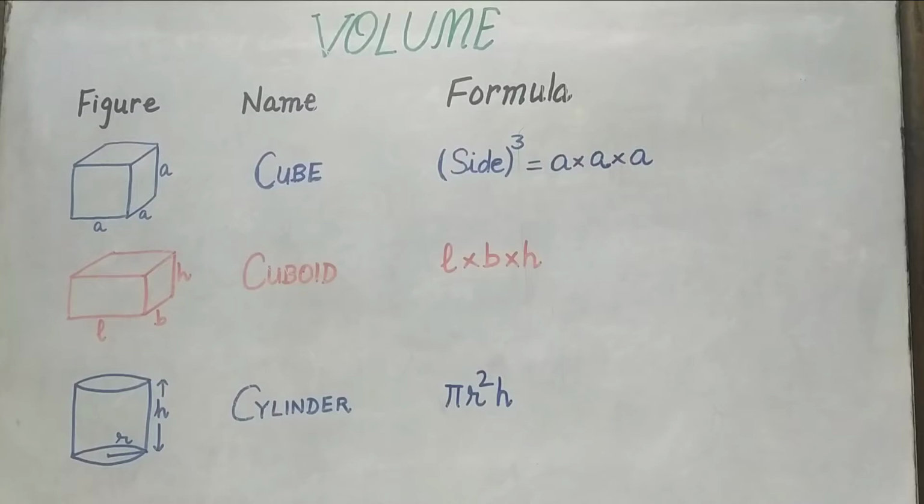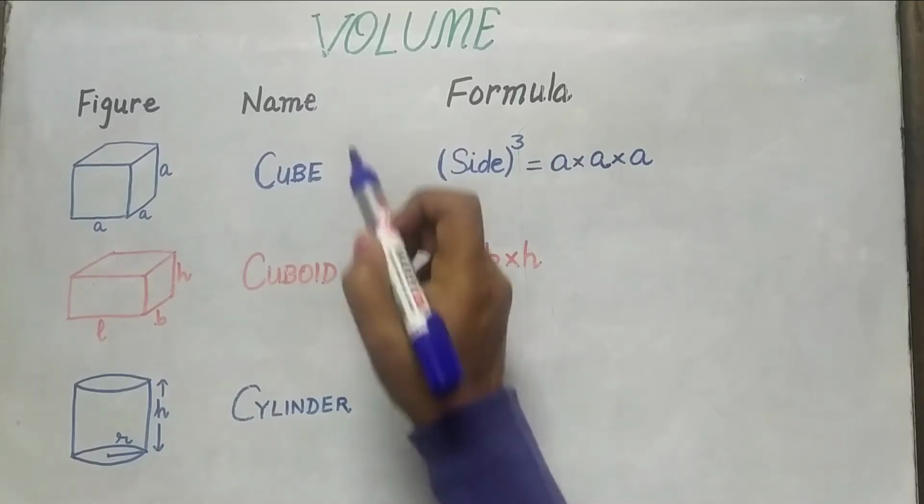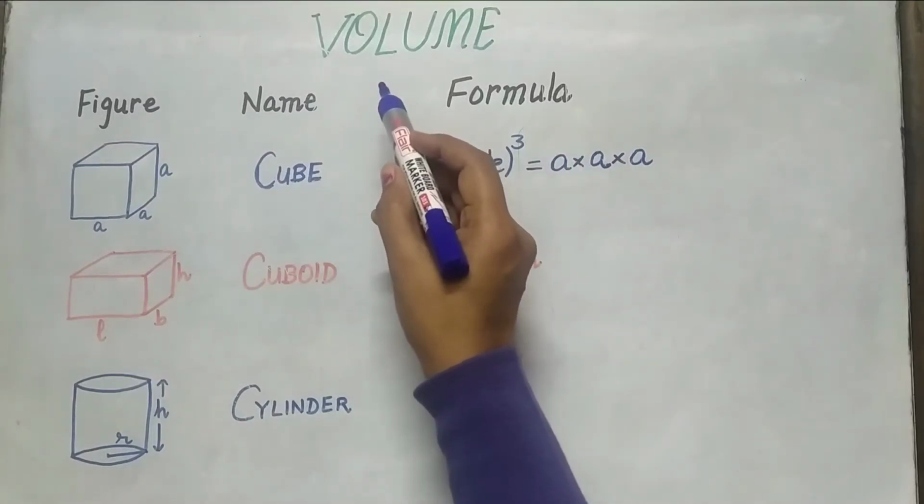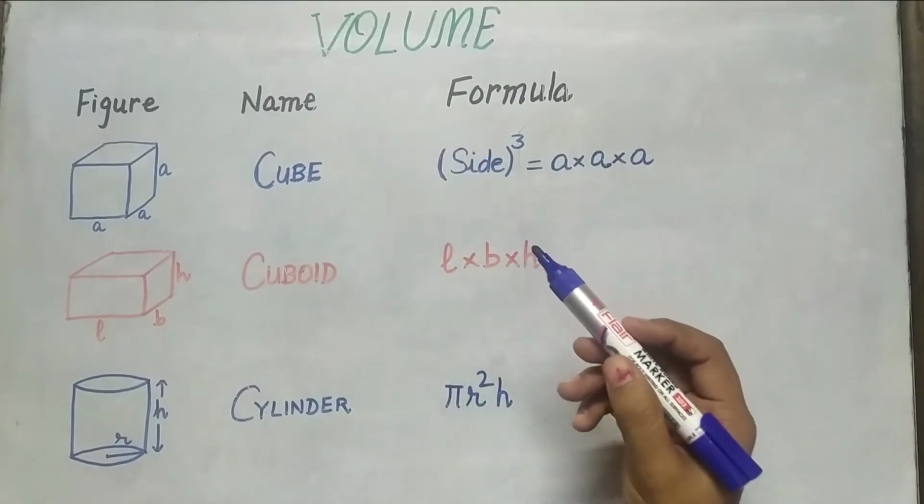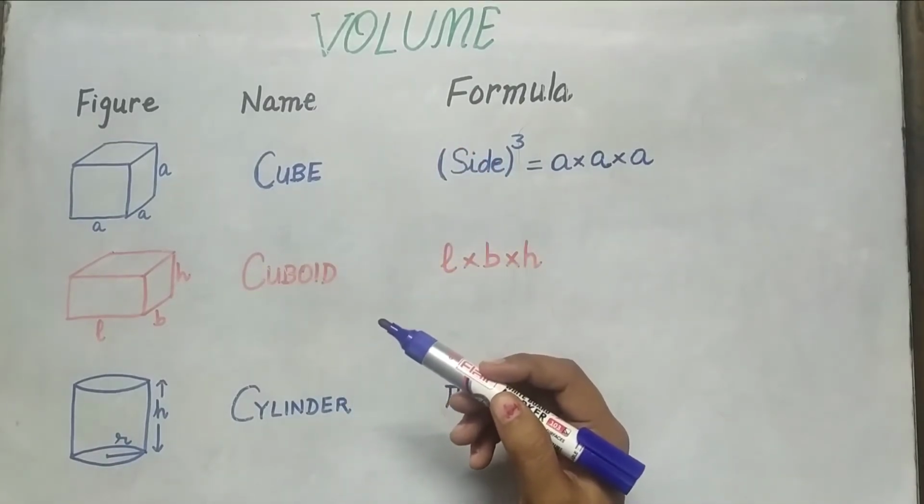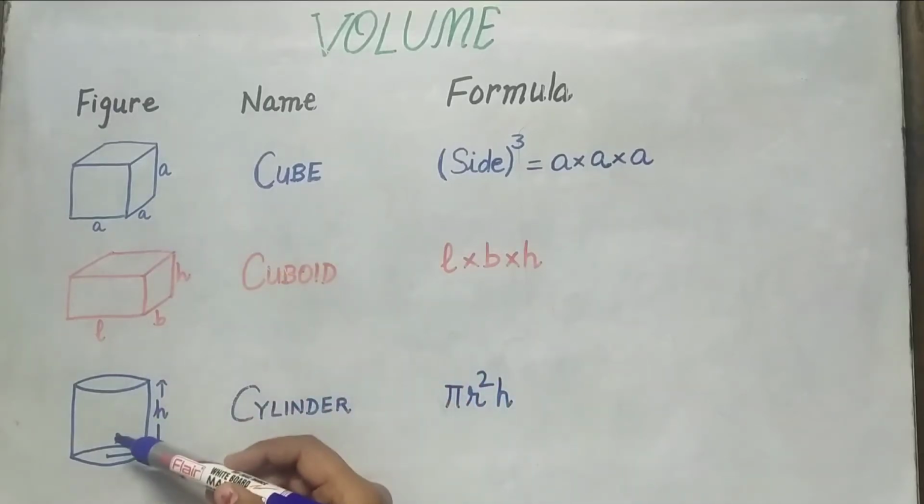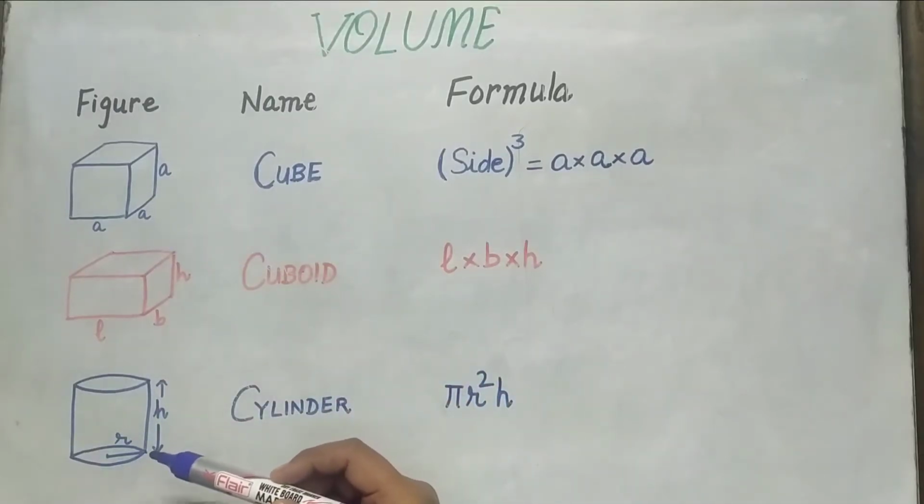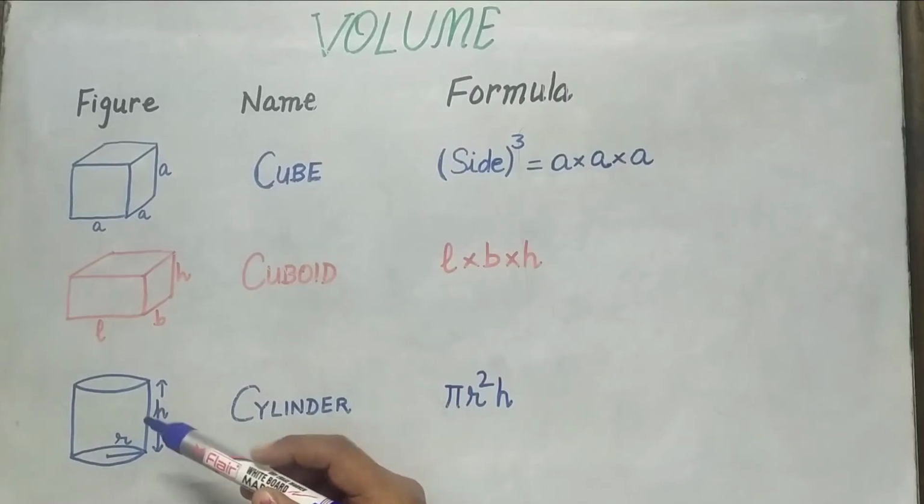Hello friends, today we will learn the concept of volume. Volume is the space occupied by a three-dimensional object. Here some three-dimensional objects are given. Let us study their formula of volume.